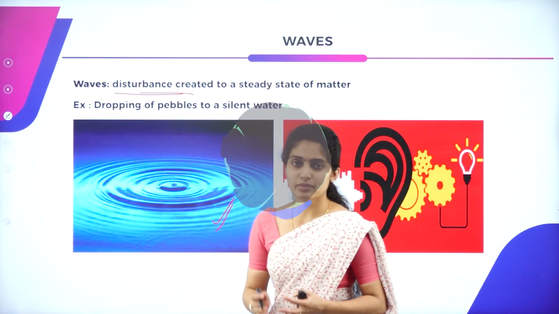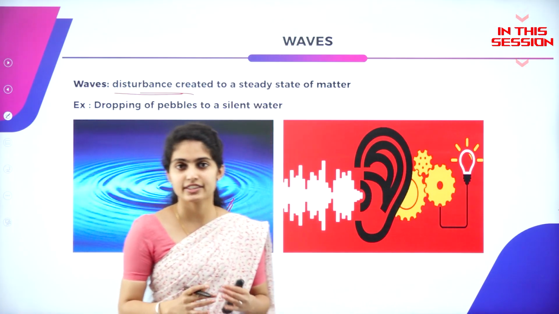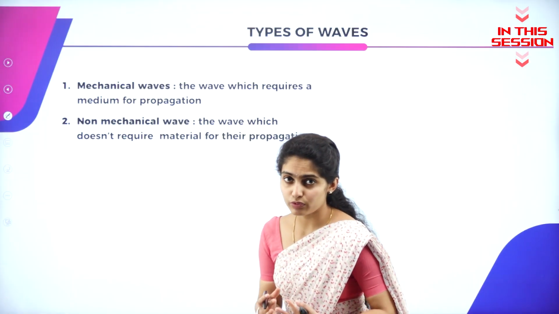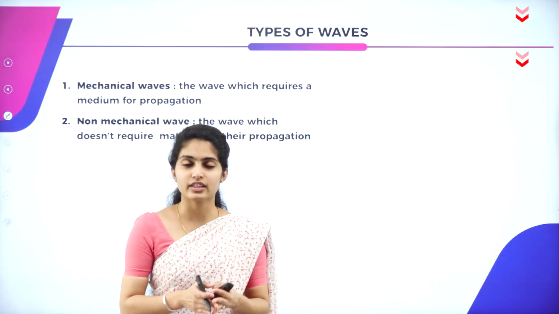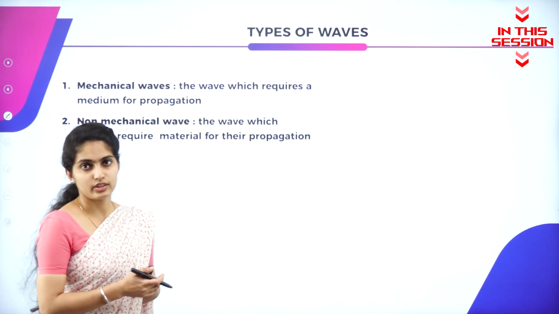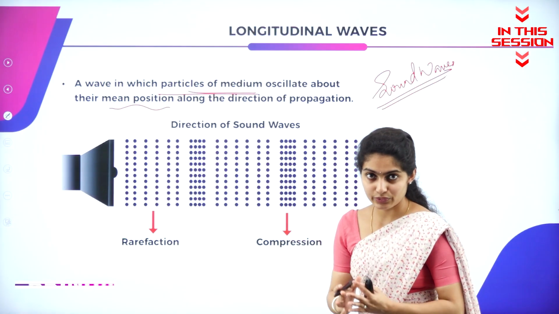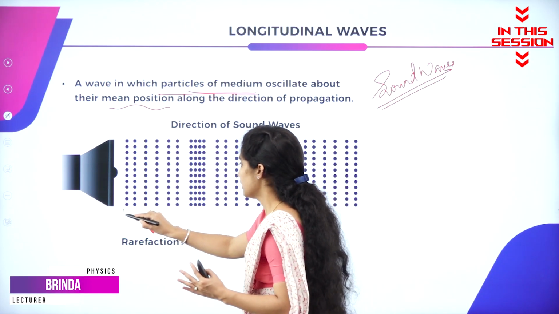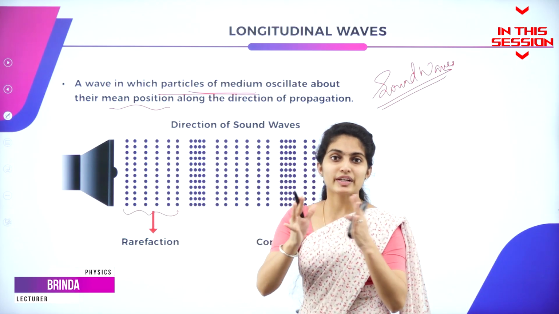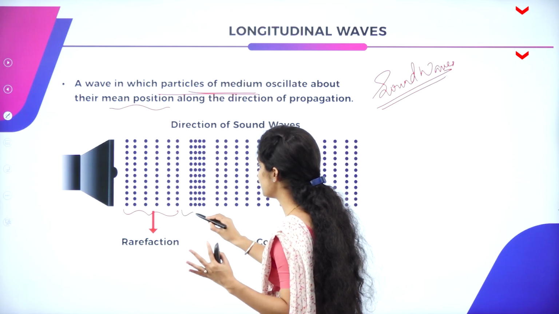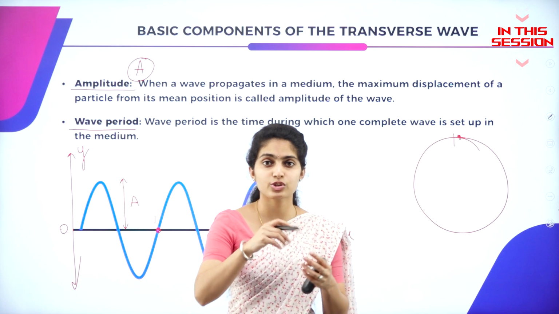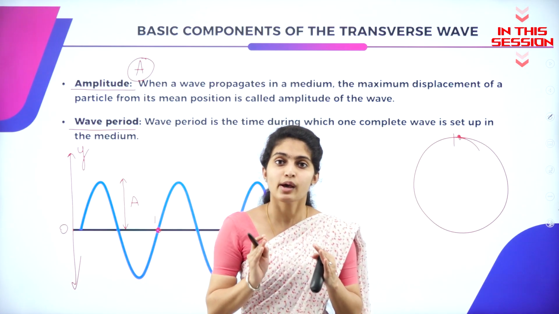So waves are nothing but the disturbance which is created at the steady state of a matter. So there are two types of waves. One is mechanical waves and another one is non-mechanical waves. In longitudinal waves we have rarefaction as well as compression, that is the particles are spread apart and there is a region of compression. The wave period is nothing but time during which the one complete cycle is performed.